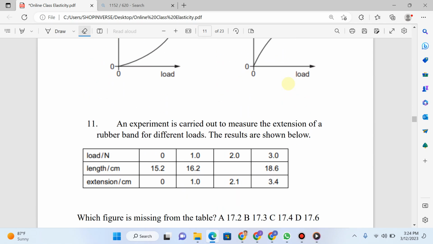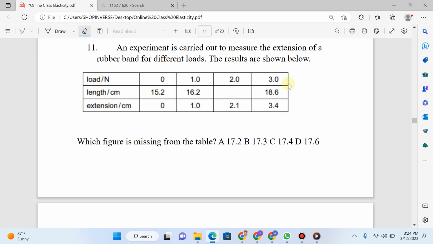Question 11. An experiment is carried out to measure the extension of a rubber band for different loads. The results are shown. Which figure is missing from the table? Now, if you look at the graph here we have the original length, that's the length when no load has been applied.